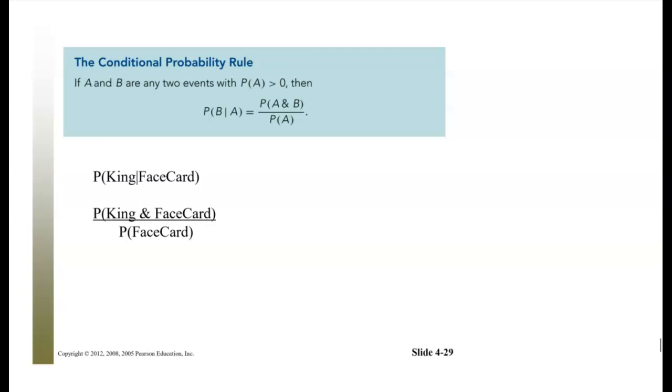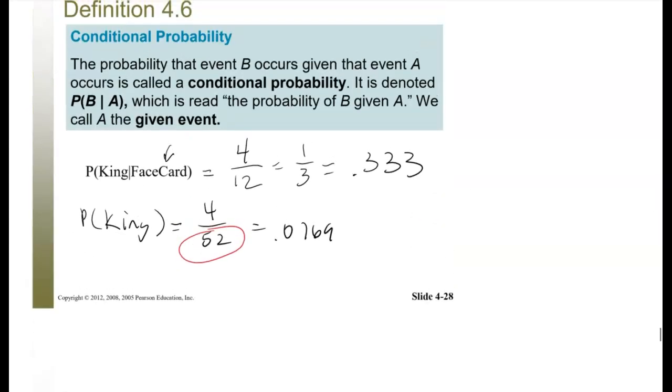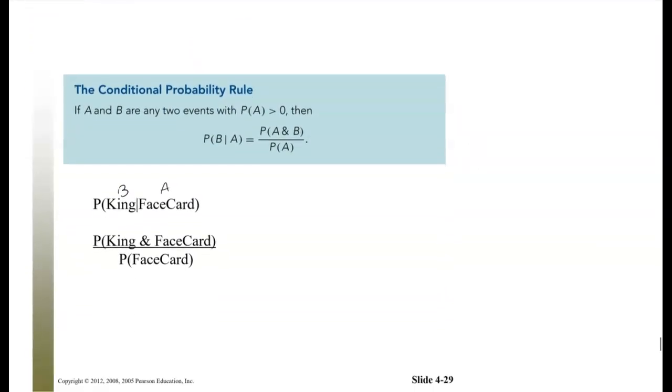So how does that look with our king given that we have a face card? First of all, if you're going to try to follow the formula, identify what is your probability B and what is your event A. Which may have been different than what you came up with before, but in this case, B is the probability we're trying to find, and A is our condition. So then I rewrote the formula using king for probability B and face card for probability A. So I have probability of king and face card divided by the probability of the face card.